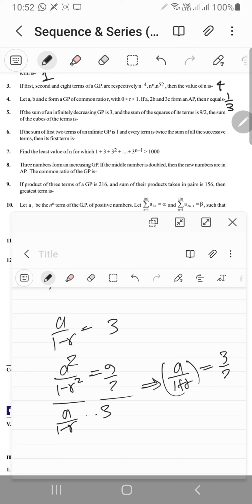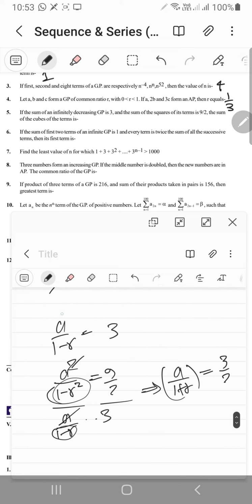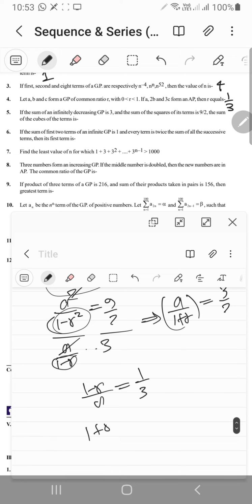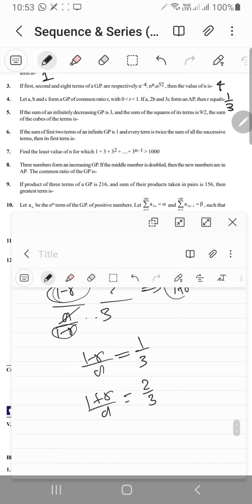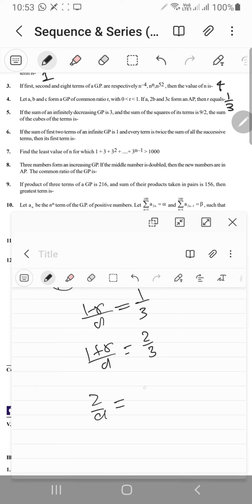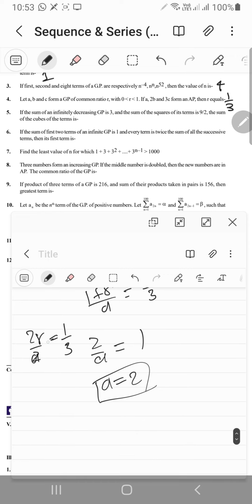This is equal to 3 upon, of course this cancels, and then 1 minus R squared upon 1 minus R, that's just 1 plus R. And using it with this equation, just take the reciprocal of both of these. So 1 minus R upon A is 1/3, and 1 plus R upon A is 2/3. Okay, so you can add these up, that will just be 2 upon A equal to 3 by 3, which is 1. So A should be equal to 2, and you can subtract, so you just get 2R upon A equal to 1 by 3, but A is 2. So R is 1 by 3 and A is 2.